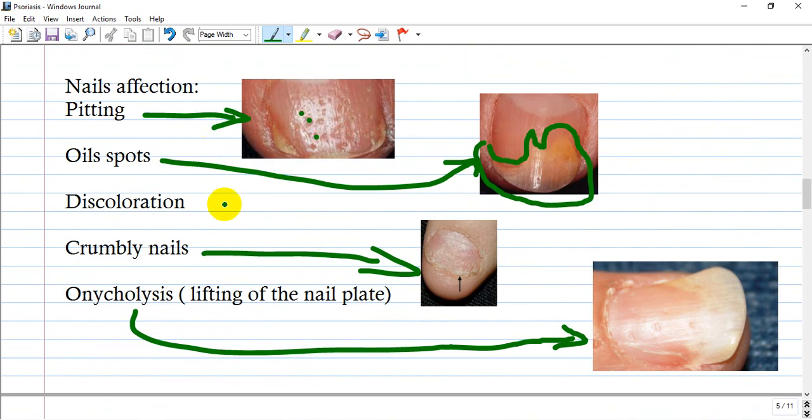Affection of the nail. So you see here a pitting nail. Oil spot is the deposition of the matrix under the nail of the inflammatory response. Discoloration, crumbling nail, onycholysis. It's lifting of the nail plate. So normally it could be like this, but in psoriasis you can see some lifting of the nail plate at the end.